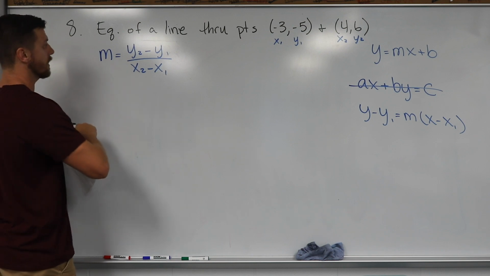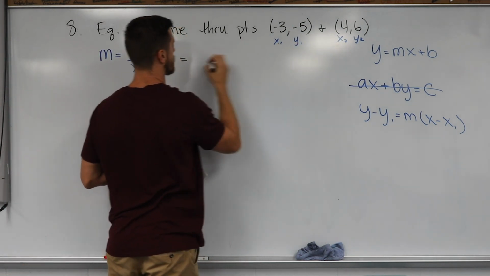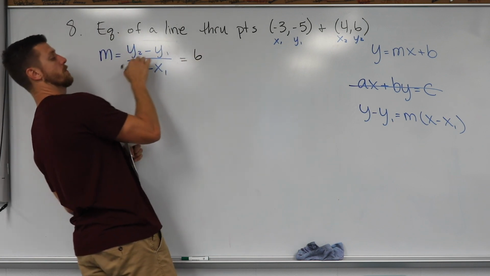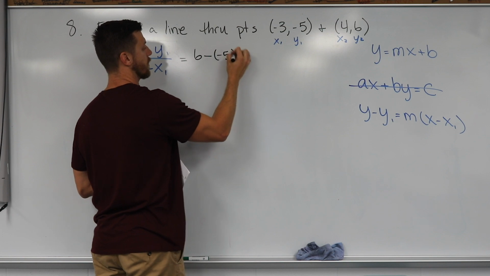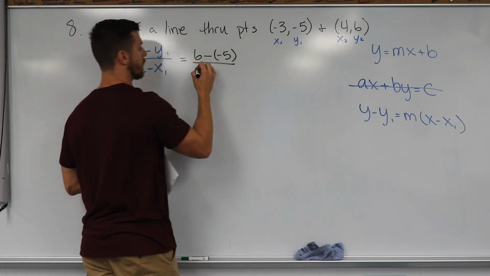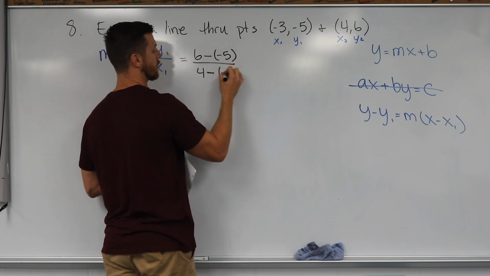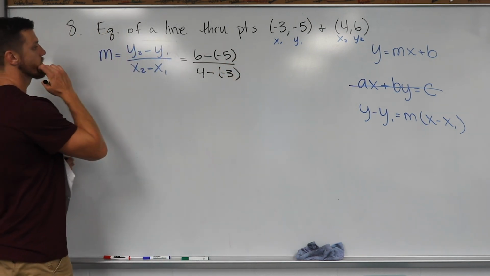Alright, so let's find slope. 6, that's my y2, minus my y1, so I'm going to have to put parentheses so I know I'm minusing a negative, divided by x2, 4, minus a negative 3, so parentheses negative 3. Alright, what do I get here?